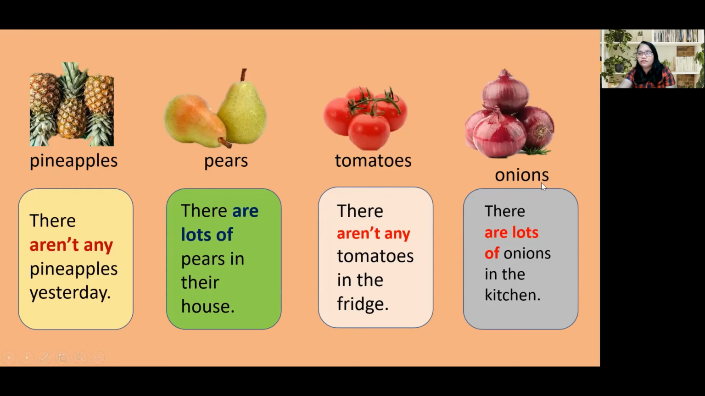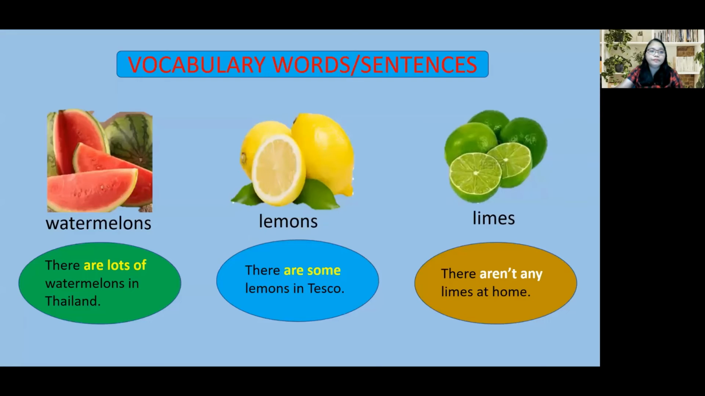The last one, onions. There are white onions, and this one is the red one. There are lots of onions in the kitchen. There are lots of onions in the kitchen. Okay, so these are our 10 vocabulary words and sentences for the week. And we go back to number one. We say them again.